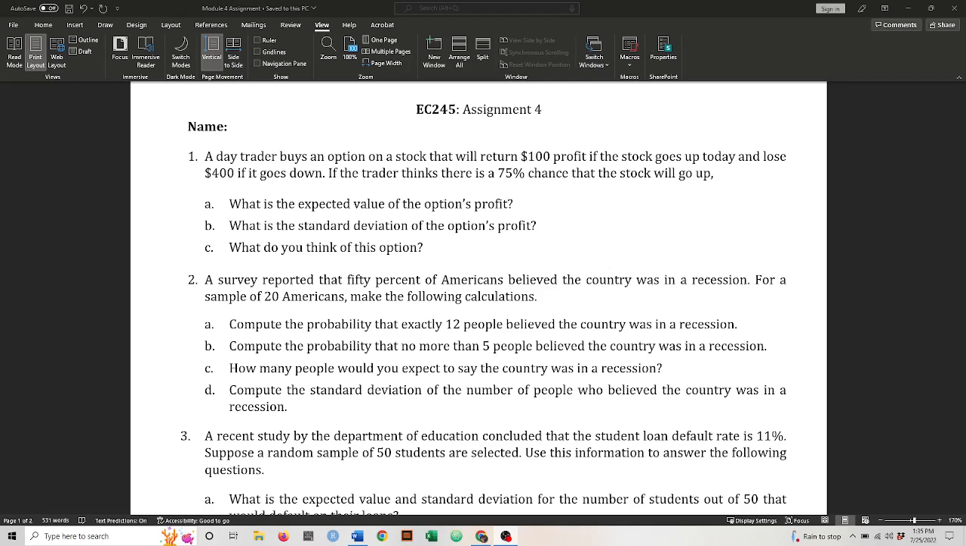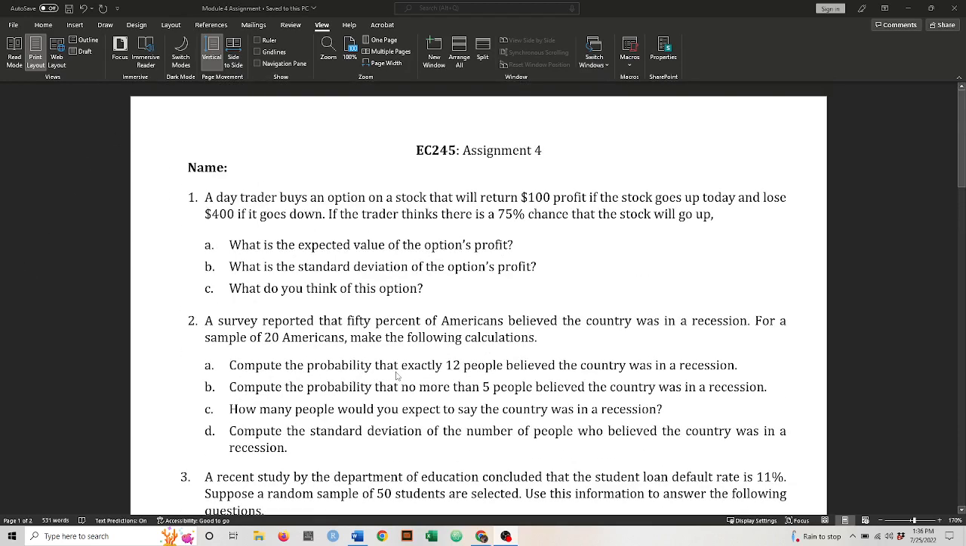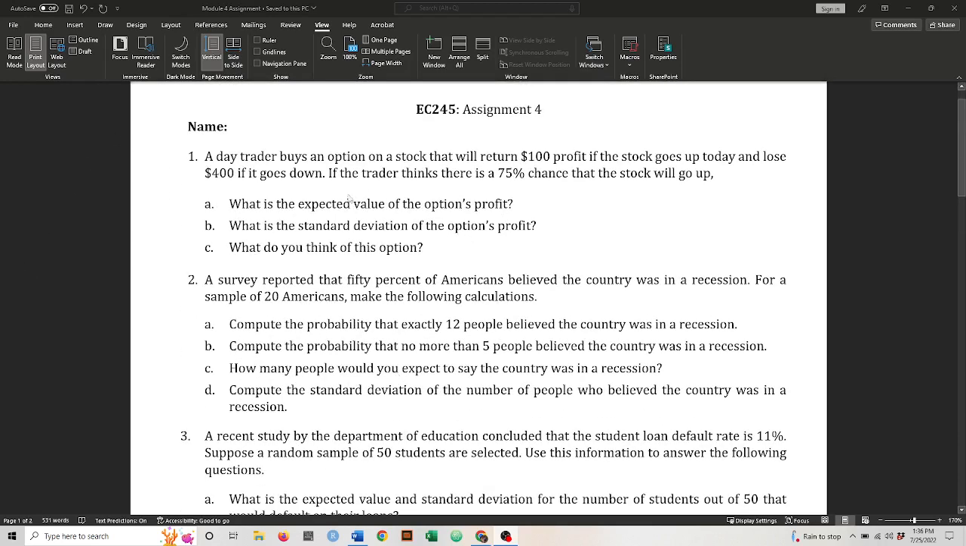quick assignment. But I did want to go through question 1, and then I'll do another question 2, because this isn't as straightforward. It's not like one of the templates. This is where we just calculate the expected value and standard deviation of a problem that we have here. Okay. All right, so we're going to do the first one.